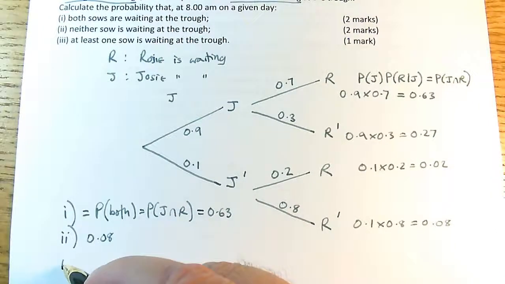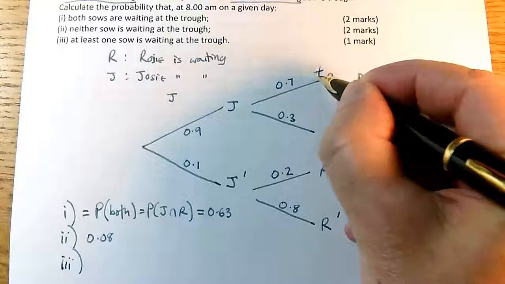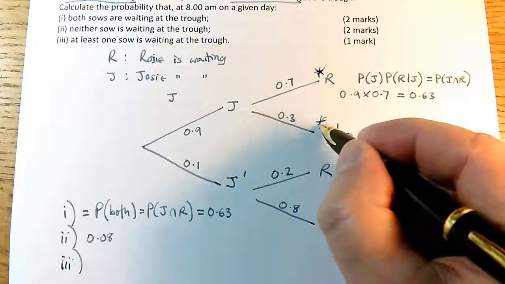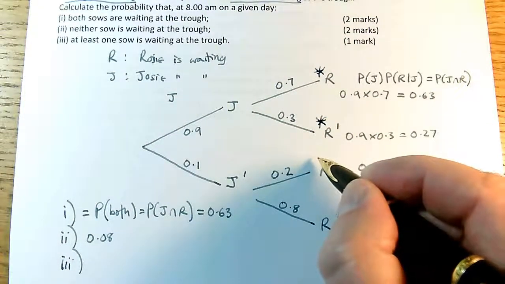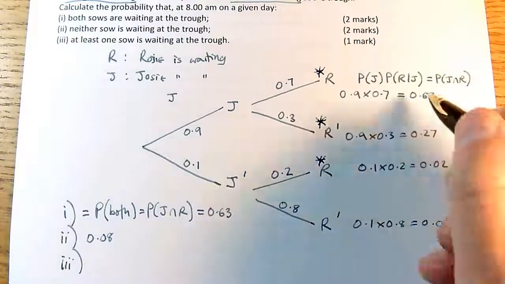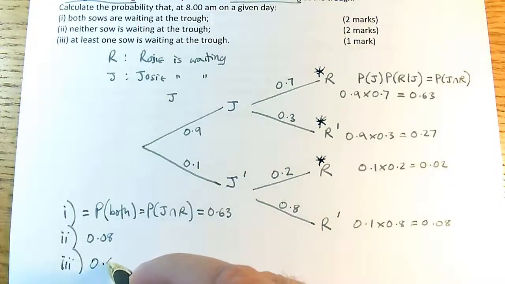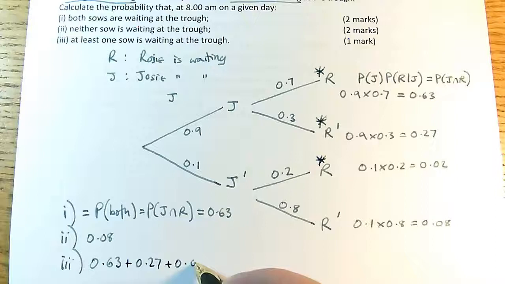And then, at least one sow is waiting at the trough. Well, one way to do this is to find all the ways that this can happen that are good. Sometimes you have to do this. At least one is waiting. It could be both waiting, or Josie waiting but not Rosie, or Josie not waiting but Rosie waiting. So I could add together these probabilities: 0.63 plus 0.27 plus 0.02 equals 0.92.